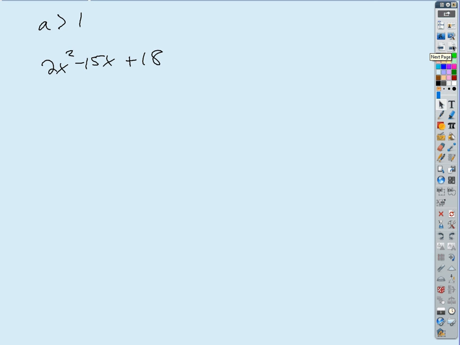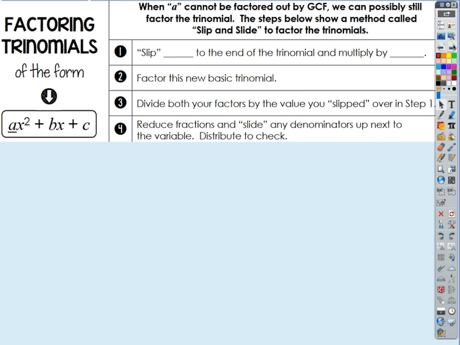What if we've got a situation where A is greater than 1, so it's not equal to 1, and this time, is there a greatest common factor that I can undistribute? There is not. There's no number that divides into 2, negative 15, and 18, other than 1, right? That doesn't help us. Okay? So now we got to go to the slip and slide technique.